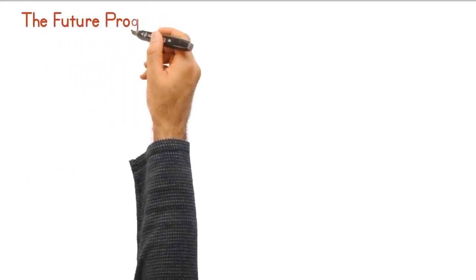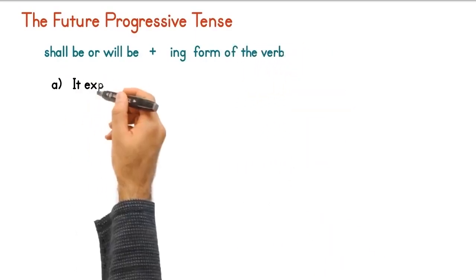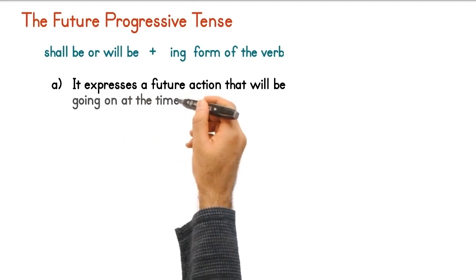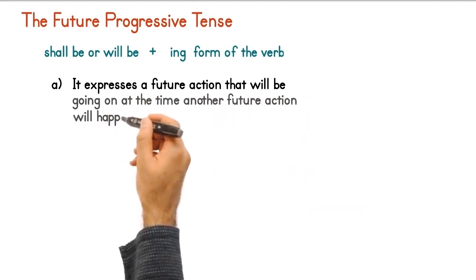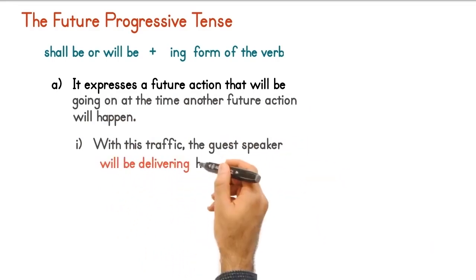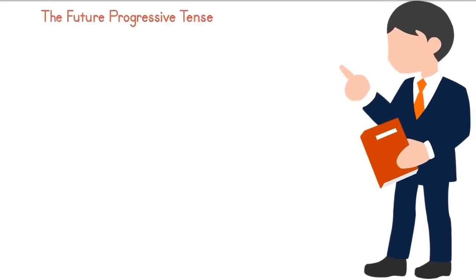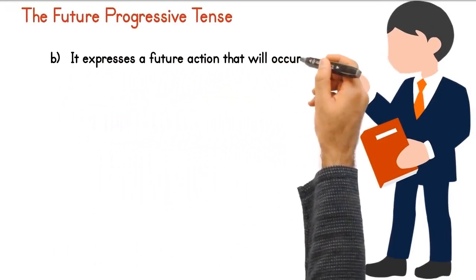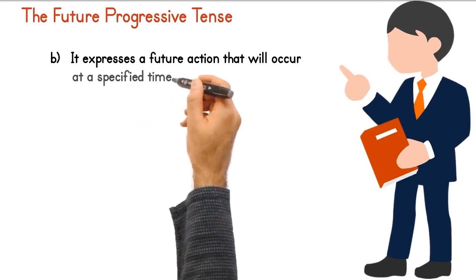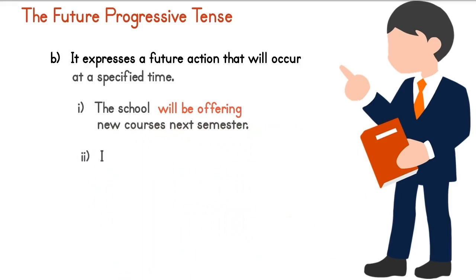The future progressive tense is formed by adding shall be or will be to the -ing form of the verb. It expresses a future action that will be going on at the time another future action will happen. For example, with this traffic, the guest speaker will be delivering his speech by the time we shall arrive. Also, it expresses a future action that will occur at a specified time. Examples: The school will be offering new courses next semester. I shall be seeing him again next month.